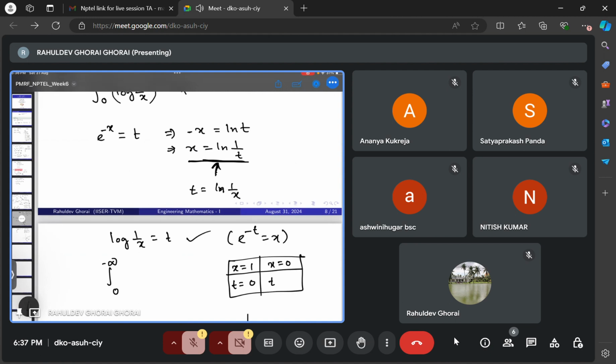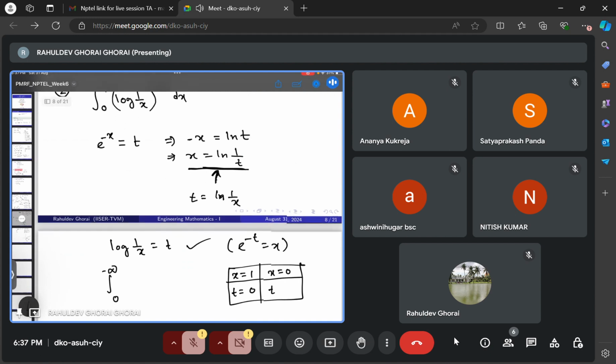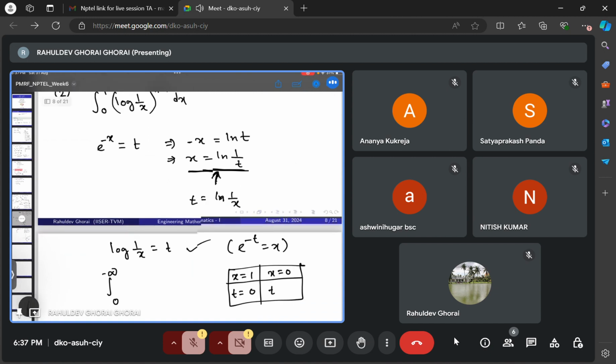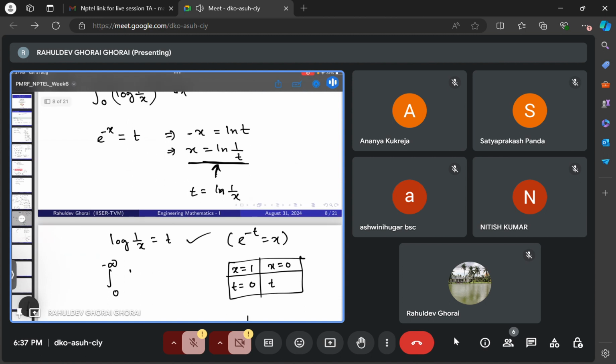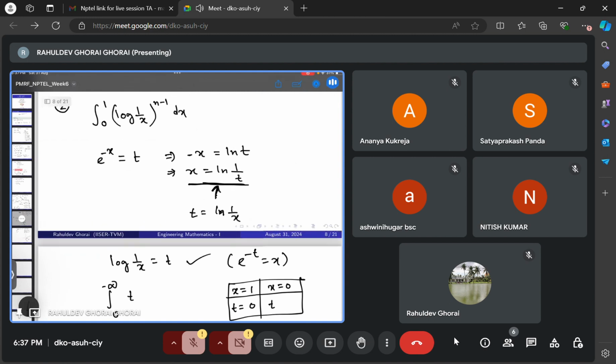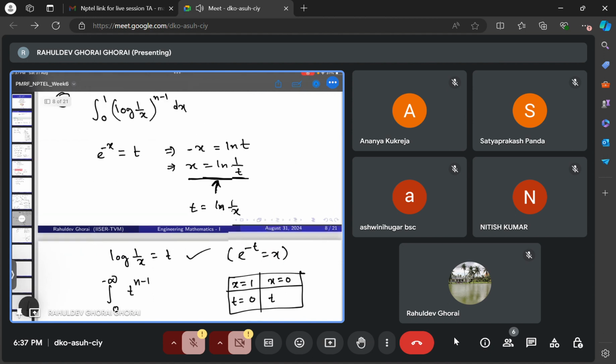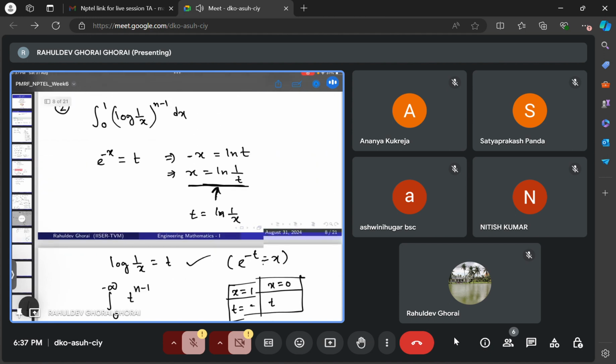For now you can write 0 to infinity. Otherwise it will be difficult, I think. We're taking minus infinity. Let's do it, whether we can do it. So log 1 by x to the power n minus 1 we have. That will be t to the power n minus 1 times dx, right?